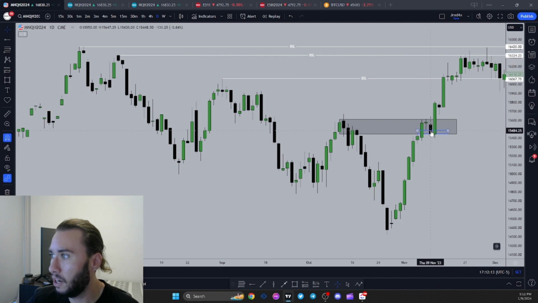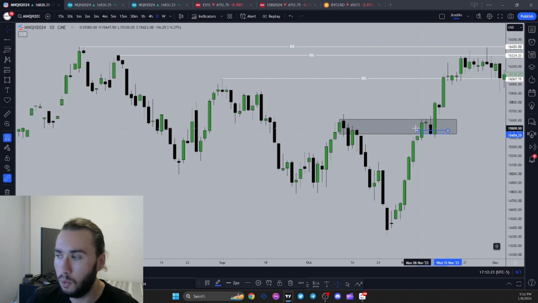Now keep in mind our entry would be basically right here at the fair value gap high, which is just below consequent encroachment of the breaker. With that being said, that is the unicorn setup. However, you can take any trade inside of this bullish breaker for it to be a valid setup looking for a continuation higher.